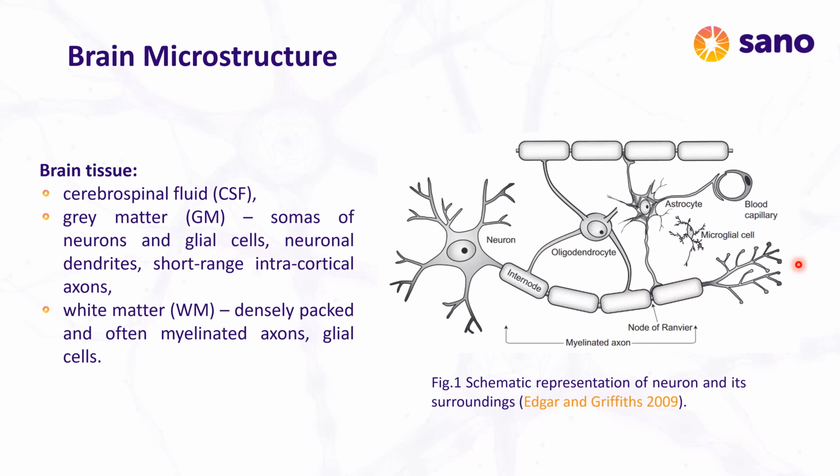The gray matter contains the cell bodies, also called somas, of neurons and glial cells, as well as neuronal dendrites and short-range intracortical axons. The long-range axons, often myelinated and densely packed, are the main component of white matter, and it also contains glial cells.